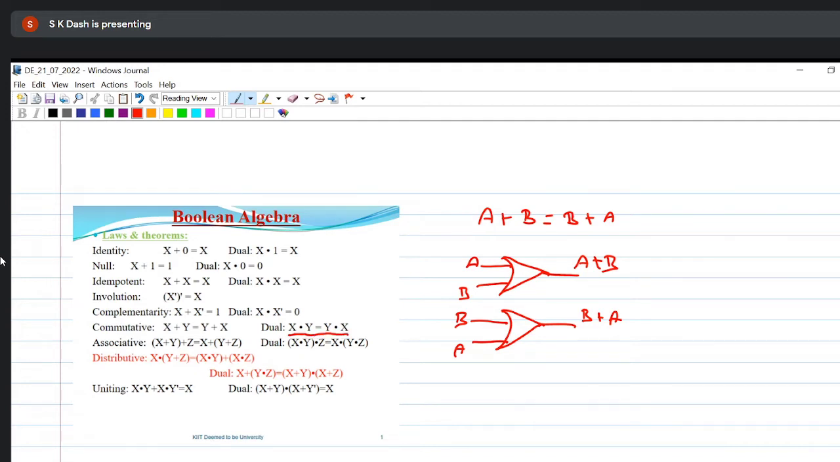X dot y means what? This is an AND gate. This is X, this is Y. This will be X dot Y, which will be the same as Y dot X.